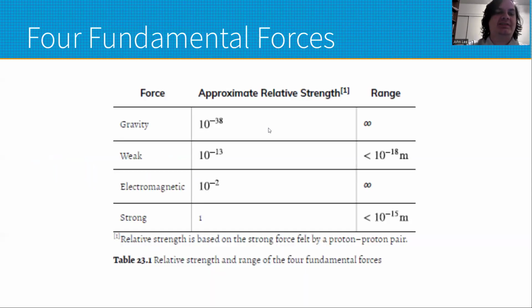So, there are four fundamental forces: gravity, which has a relative strength of 10 to the negative 38; the weak nuclear force, which has a relative strength of 10 to the negative 13; the electromagnetic force, which has a relative strength of 10 to the negative 2; and the strong nuclear force, which has a relative strength of 1. The relative strength is just how strong the force between two protons is compared to the strong force.